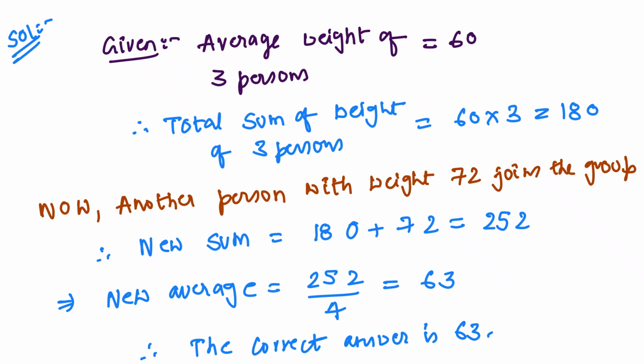Now, another person with weight 72 joins the group. Therefore, new sum is equal to 252, which implies new average is equal to 252 by 4, which is equal to 63. Therefore, the correct answer is 63.